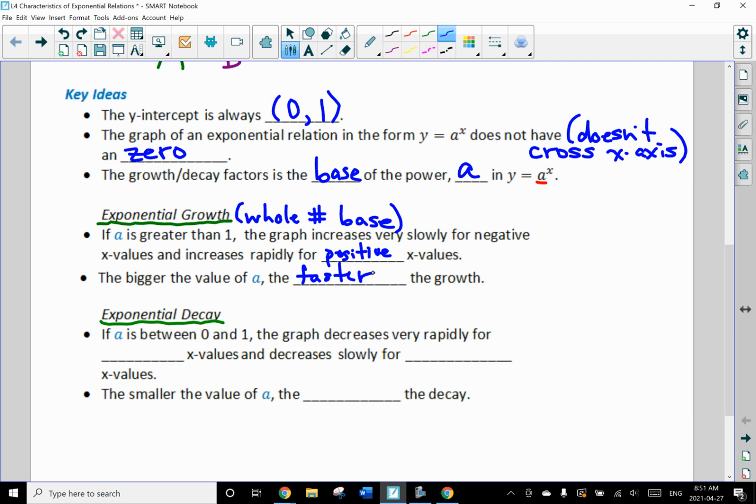So then if we switch gears and talk about decay, that's if we've got a fraction base. It says here a number that's in between 0 and 1. Well, that's what a fraction is: a decimal number between 0 and 1. So the graph will decrease very rapidly for negative x values, and then decrease slowly for the positive. It's the exact opposite of the growth. The decay is just flipped.